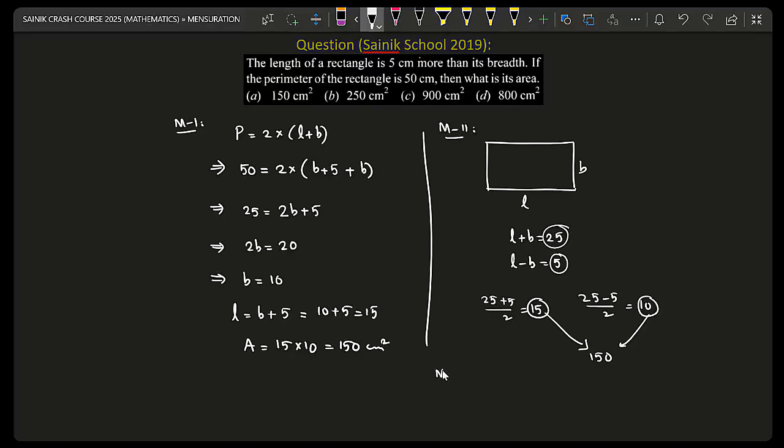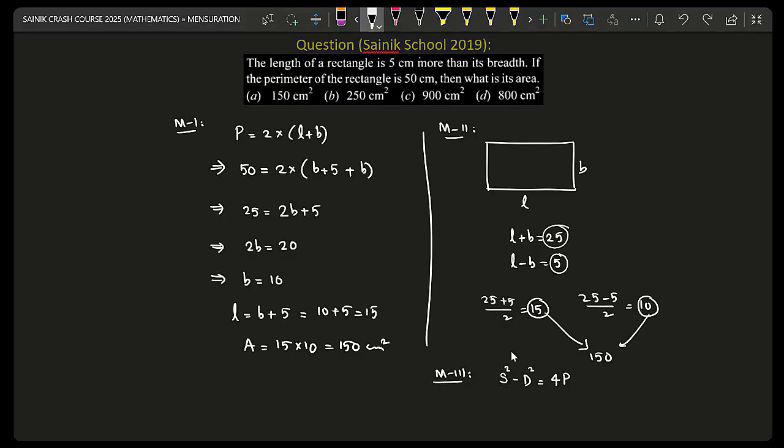And there is still another method also possible. That is method number 3. If you remember, in one of the previous grand test discussions, I told you one method. You have any two numbers, whether it may be length, breadth, x, y, a, b, whatever it may be. That is the square of the sum minus the square of their difference is always equal to 4 times their product. Remember this. This is very useful. So any two numbers you have, the square of their sum minus the square of their difference is equal to 4 times their product.